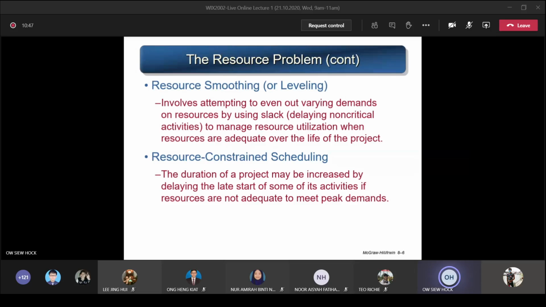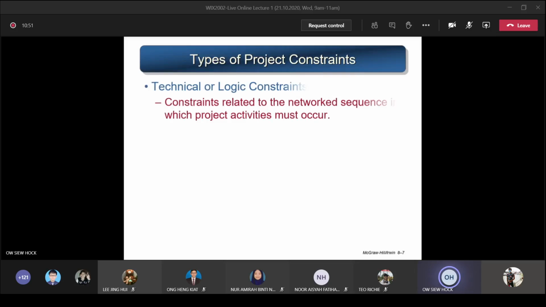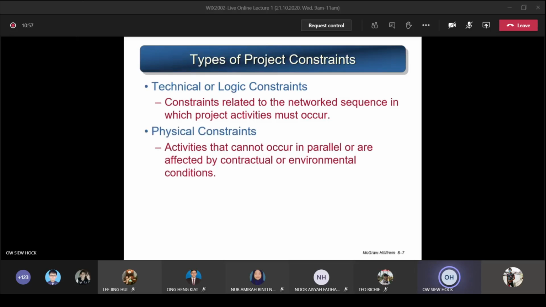So the first one is time constraint, and the second type is resource constraint. So what are the types of project constraints that you're going to encounter? The first type is called technical or logic constraints. These are constraints related to the network sequence in which project activities must occur. That means you cannot start the second activity until the first activity is completed.